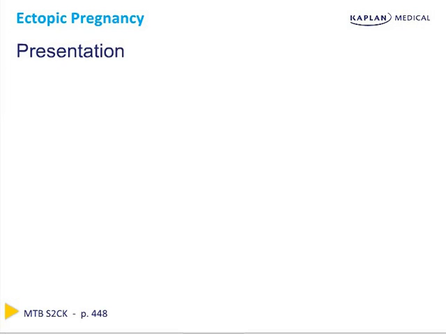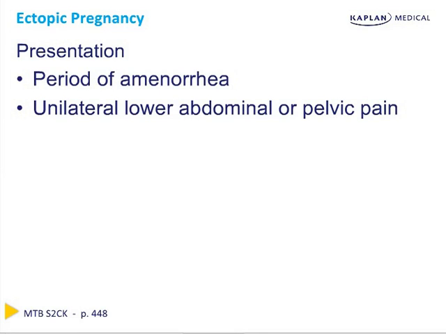The presentation of ectopic pregnancy on the board exams is going to be very similar to our patient in the practice question. There will be some period of amenorrhea, unilateral lower abdominal or pelvic pain, and abnormal vaginal bleeding. The clinical manifestations typically appear 6 to 8 weeks after the last normal menstrual period, but they can occur later, especially if the pregnancy is not in the fallopian tube.